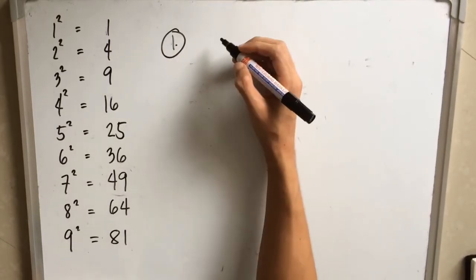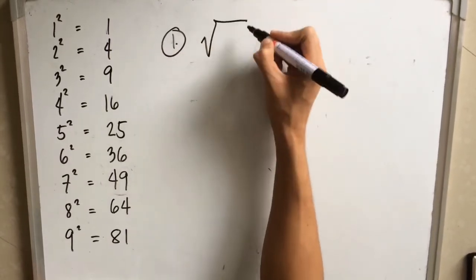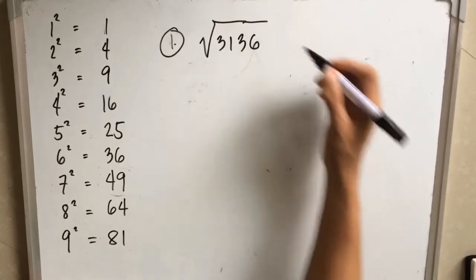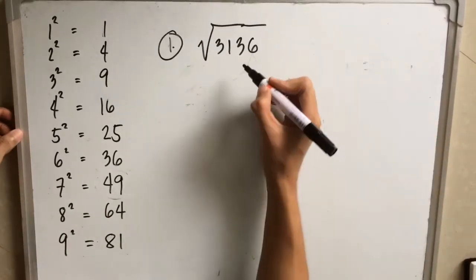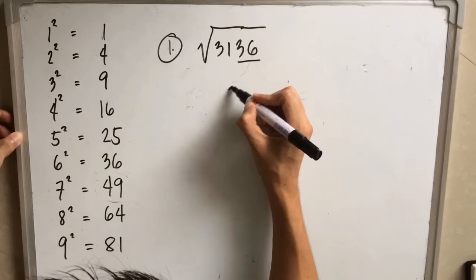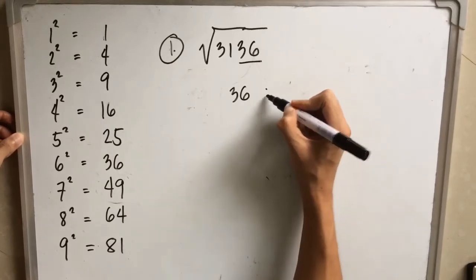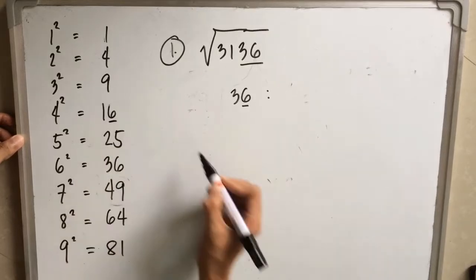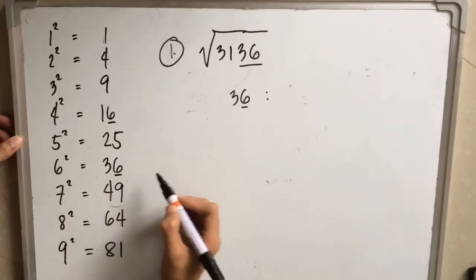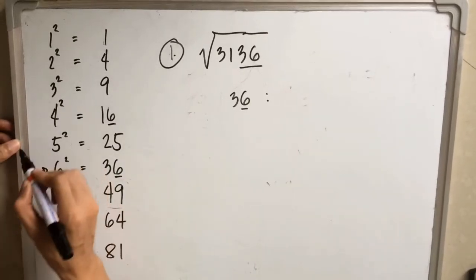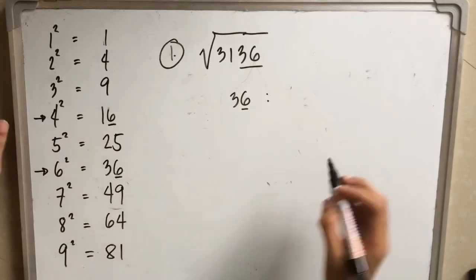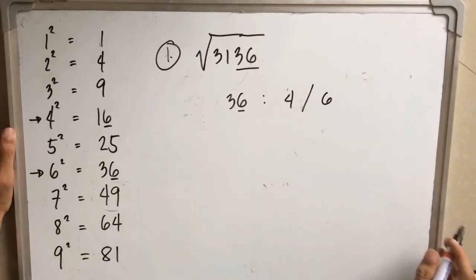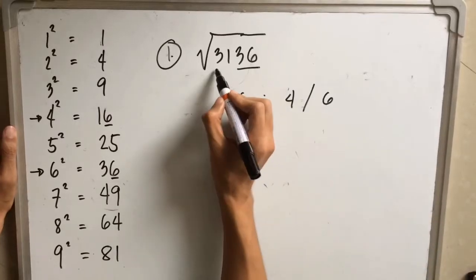Now we take another problem. We have here the square root of 3,136. So first, taking 2 digits, it's 36. Then it's 6, which is the last digit. So we're going to find the squares which are having 6 as the last digit. So it's 4 and 6. So it's 4 or 6. So we don't have any idea yet whether it's 4 or 6.